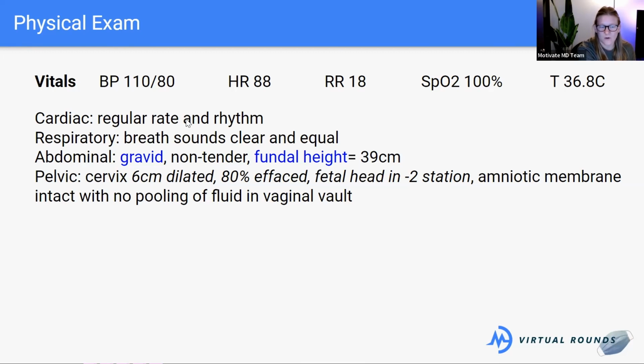For her pelvic exam, her cervix is 6 centimeters dilated and 80% effaced, with the fetal head at a -2 station. These are another couple of measurements that we're going to go through in the next couple of slides, so I don't want you guys to get too confused about this yet. And then we also see that her amniotic membrane is intact with no pooling of fluid in the vaginal vault. So that means that her water has not broken yet.